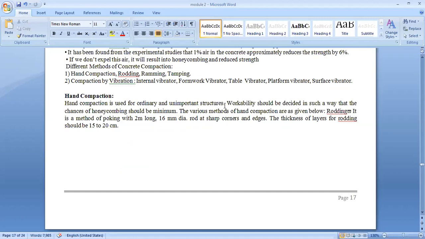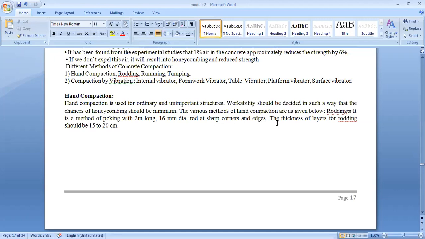It is okay, where the small magnitude of work will be there. Usually the structures having very less reinforcement and the thickness is around 15 centimeter thickness of the concrete, you are going for a hand compaction. And also workability should be decided in such a way that the chance of the honeycomb should be a minimum. In that case, you are going for a hand compaction.